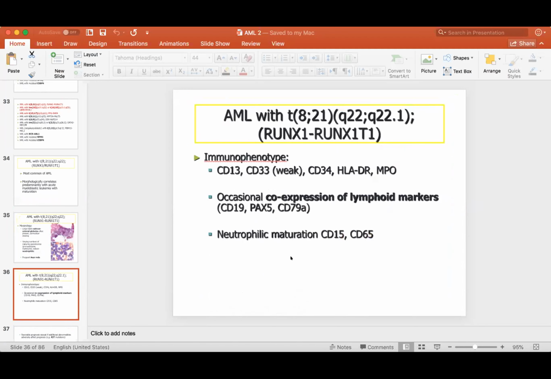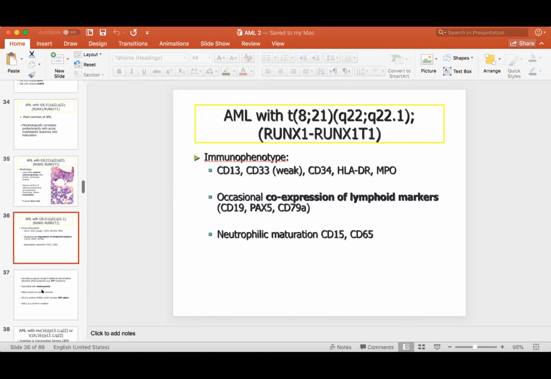This is one of the most common types of acute myeloid leukemia. And this is a board question. What type of acute myeloid leukemia is usually showing lymphoid markers like CD19, PAX5, CD79A, which are B-cell lymphoid markers? It's this type of leukemia, translocation 821. And since you have maturation, you're going to see markers of maturation, including CD15 and CD65.